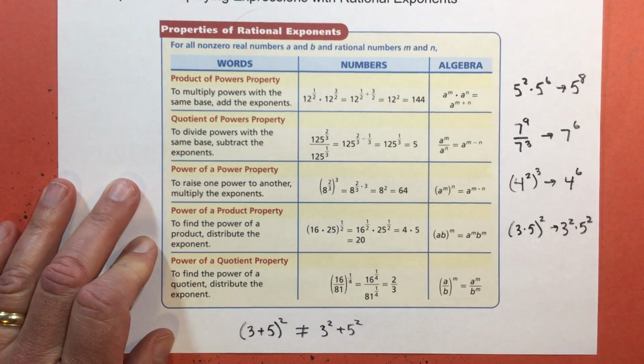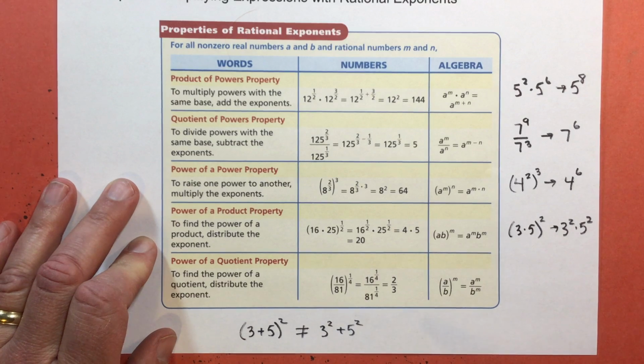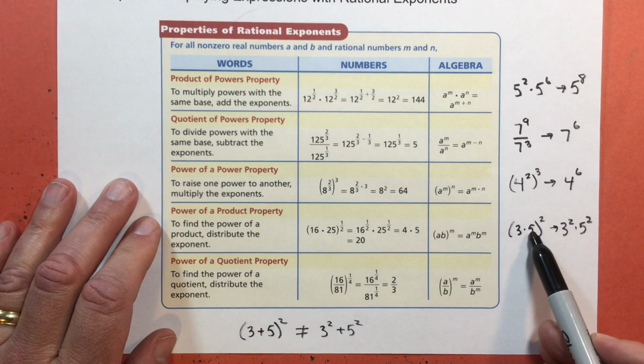Go ahead and try it. All right? 8 to the 2nd power is 64, and 9 plus 25 is 34. These are not the same. So you can't share an exponent over addition, but you can share, for lack of a better way of saying it, an exponent over multiplication.